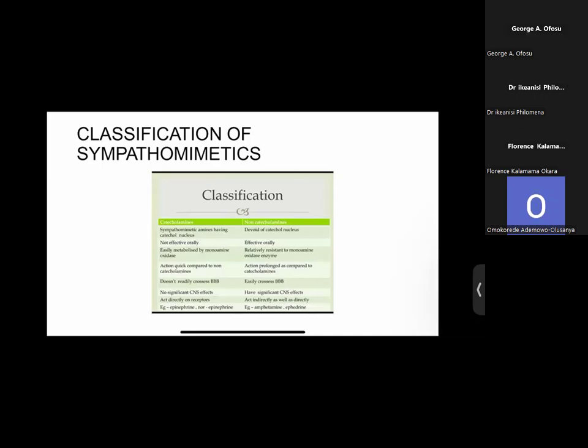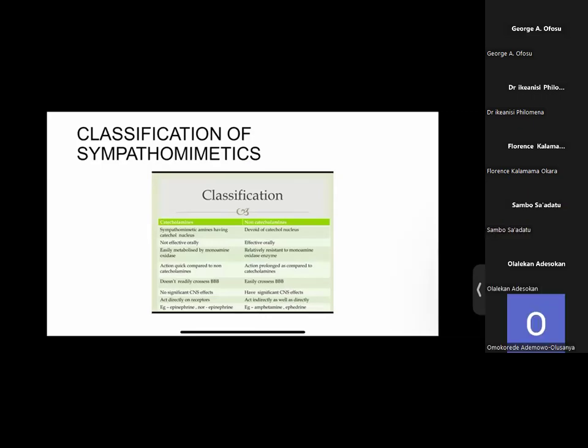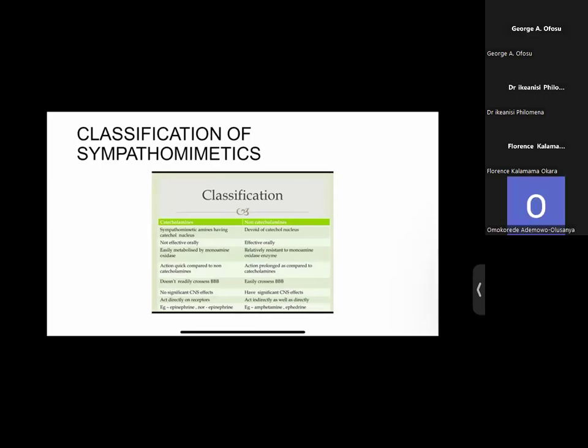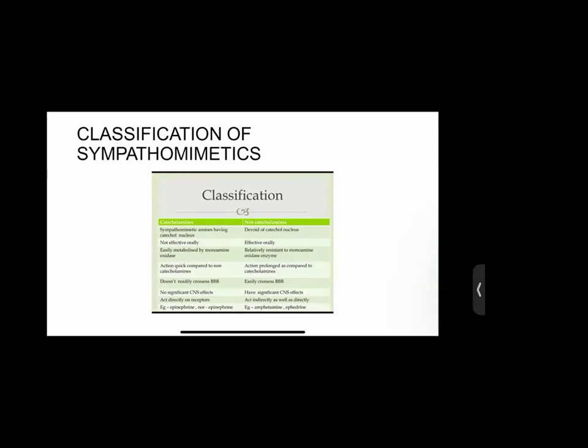The catecholamines are not effective orally. They are better given intravenously and are easily metabolized by the monoamine oxidase enzyme, and they act quickly. They have very short action and do not cross the blood-brain barrier. These catecholamines have no significant central nervous system effects, and they act directly on the receptors. The examples of the catecholamines, among the naturally occurring ones, are epinephrine and norepinephrine.